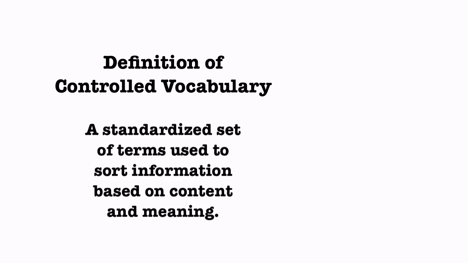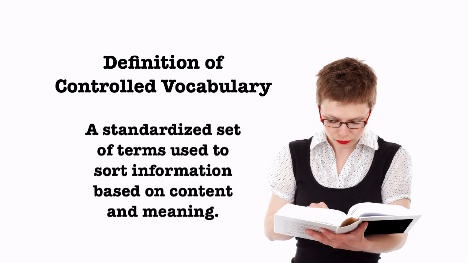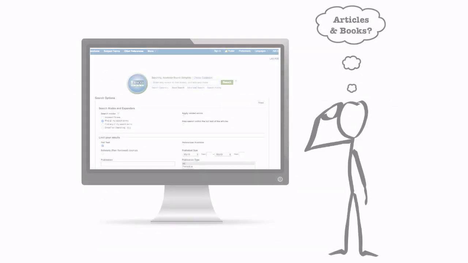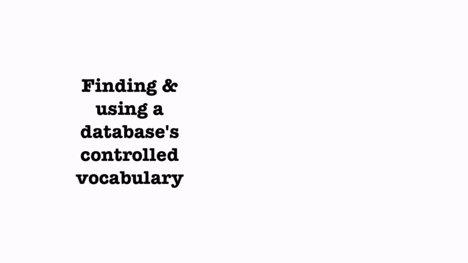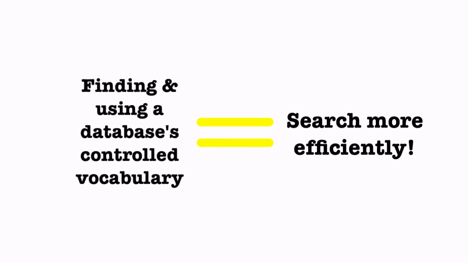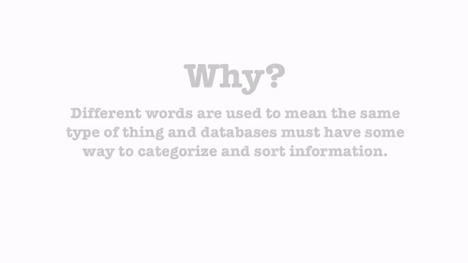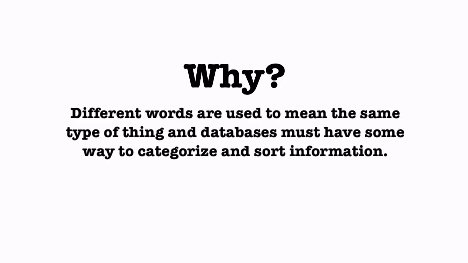A controlled vocabulary is a standardized set of terms assigned by an indexer to help sort information by content and meaning. When searching for articles and books, knowing how to find and use a database's controlled vocabulary can help you search more efficiently. Controlled vocabularies are needed because people use different words to mean the same type of thing.